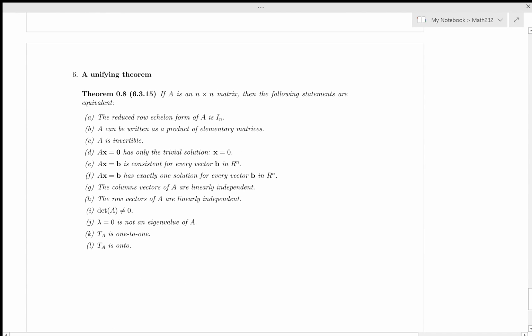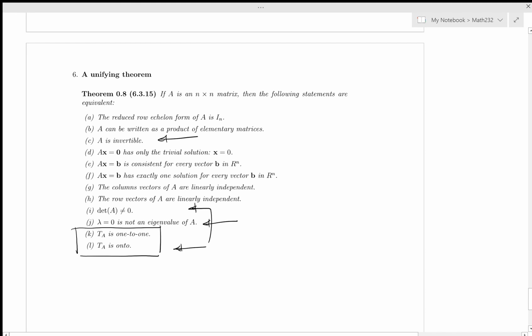Okay, and how are we doing that? We're adding these two lines right here. That is, if we have an n by n matrix, then each one of these statements is equivalent to all of the other ones. So if I say that I have a matrix and the transformation defined by the matrix is onto, then I can immediately, for example, claim that the determinant is not 0. Likewise, I can tell you right away that lambda equals 0 is not an eigenvalue. I can then say that, oh, it's an invertible matrix.